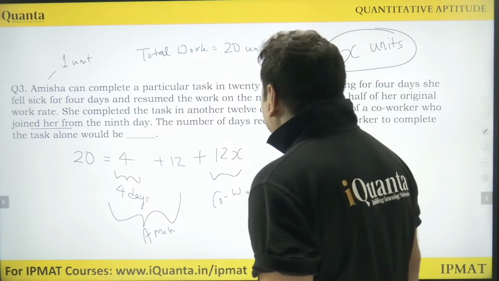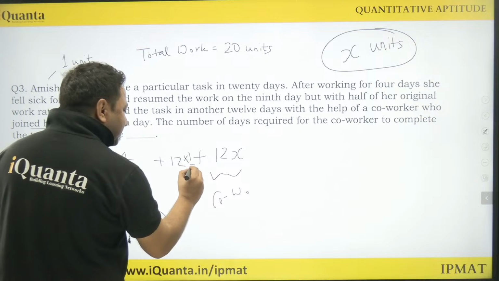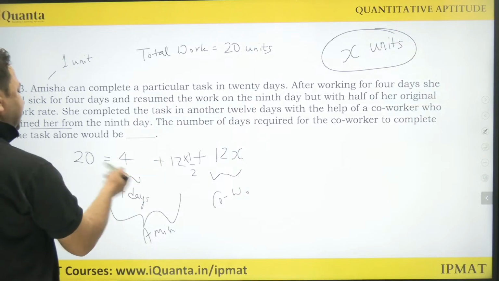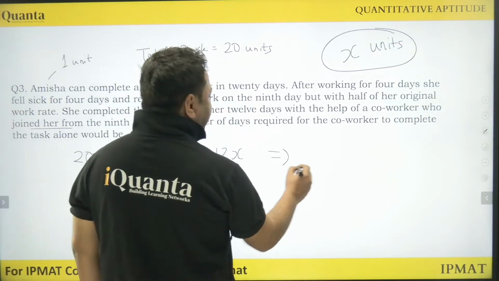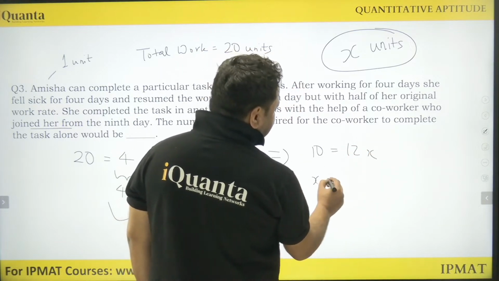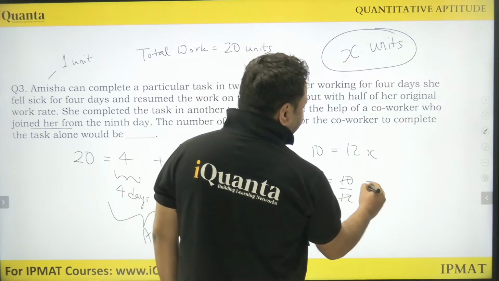Exactly. Half hoga. That's great. So basically, you guys are paying attention because after that, Amisha was working at half of her efficiency. Very good, Arimik. So we have 4 plus 6. That makes it 10 is equal to 12x, which further means that x is equal to 10 by 12, or we can say 5 by 6.